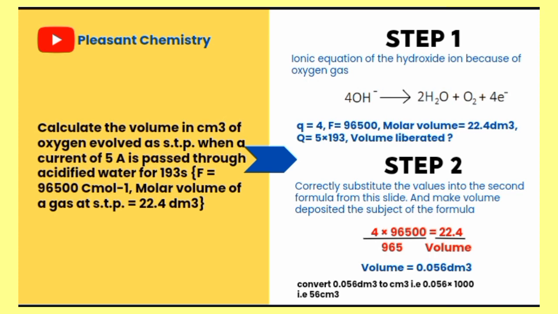Because it is in dm cube, we are going to convert it to centimeter cube. If you are converting from dm cube to centimeter cube, we multiply by 1000. But from centimeter cube to dm cube, we divide by what? By 1000.